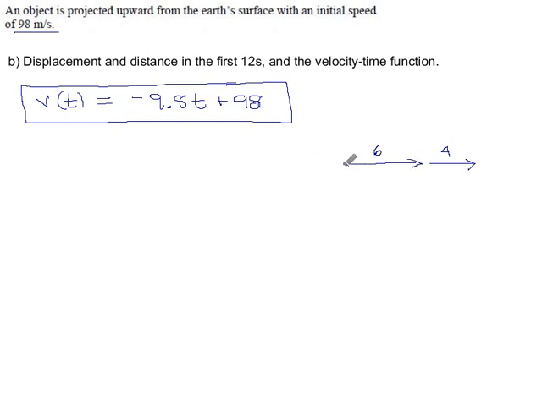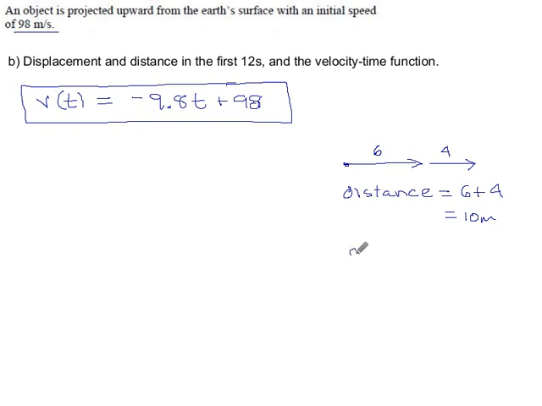So if you start somewhere and you go 6 meters east, and then you go another 4 meters to the east, the distance would be 6 plus 4 equals 10 meters. Distance is how you measure ground covered when you don't really care what direction it's in. You just add up all the distances.